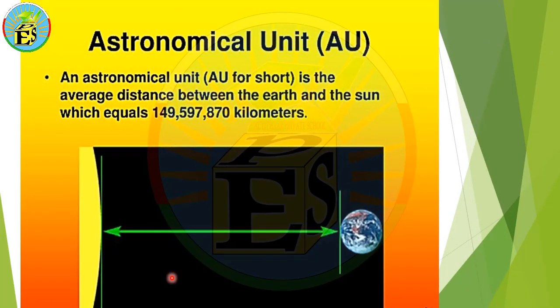At first, we must know the meaning of astronomical unit. We shorten it as AU. An astronomical unit, AU for short, is the average distance between the Earth and the Sun, which equals 149,597,807 kilometers. We call this distance the astronomical unit, or AU.